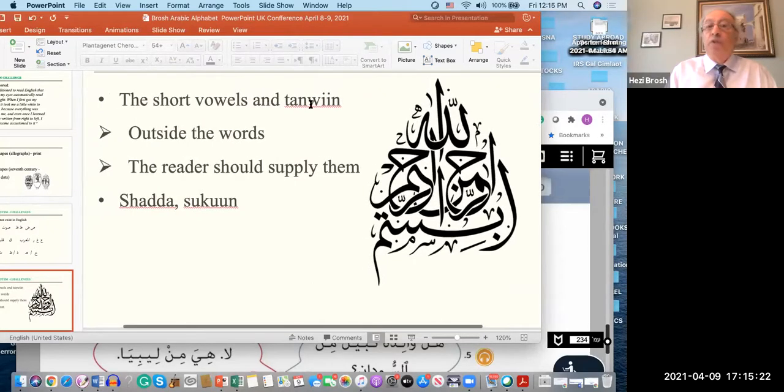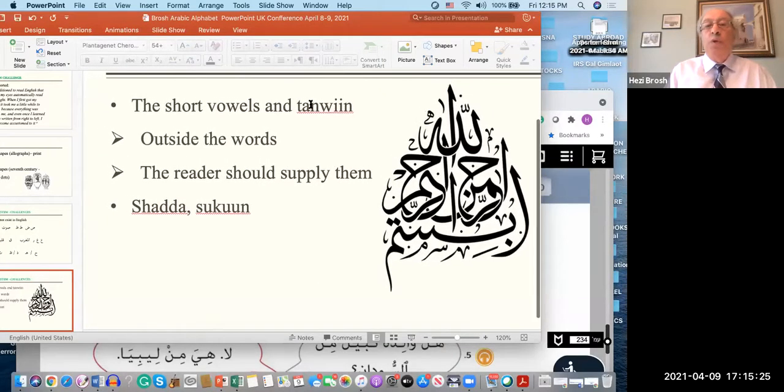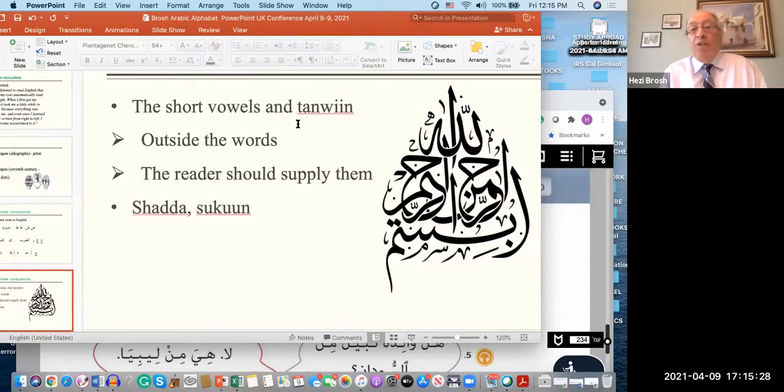The short vowels. We have short vowels that are outside the word, while they are used to the vowels being included within the word. And there are the double short vowels, the tanween. And when you teach from a text without vowels, like deep orthography, then the reader should supply all the vowels. And we have additional marks like shadda and sukoon and madda and dagger alif and wasla and hamza. All these things are creating challenges for the students.